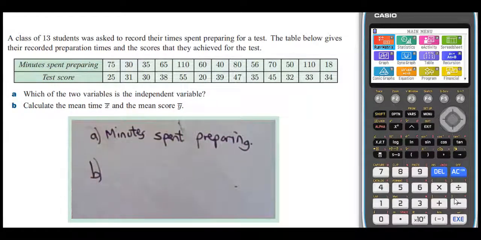Okay, part B, calculate the mean time x and the mean score y. So we need mean x and we need mean y. It tells us that time is x and score is y, but given that we've just worked out which is the independent variable, we should have known that anyway. Remember, the independent variable will always be the x, will always be along that axis.